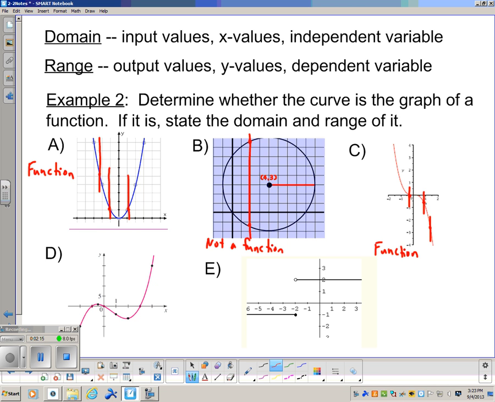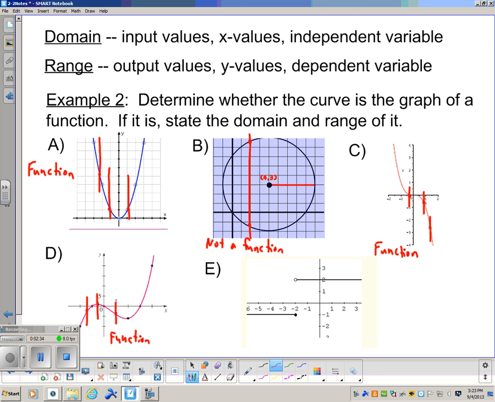Looking at example D, is that a function or not? I can draw a vertical line through here at any given point. Notice it's only crossing the graph at one point at any given time. So yes, it's a function.